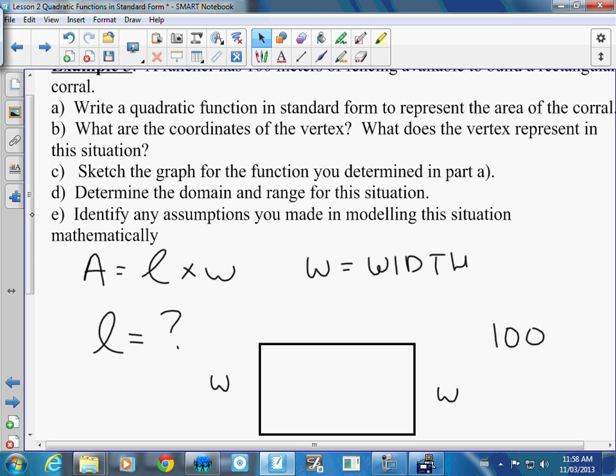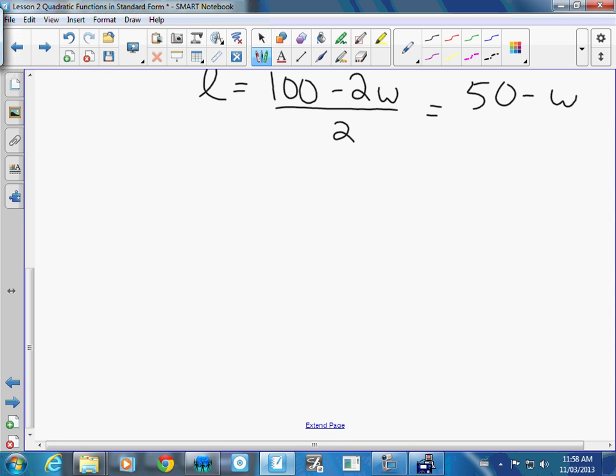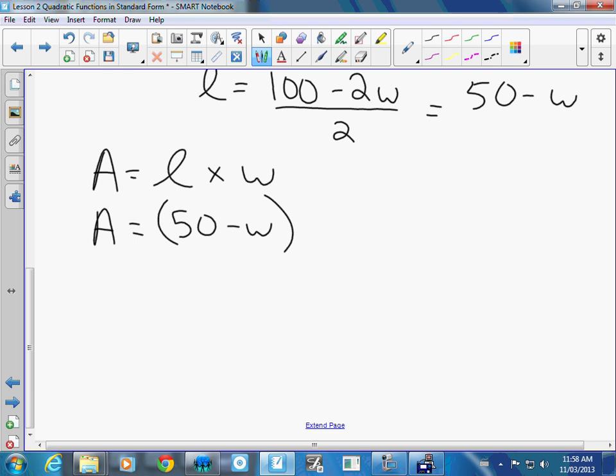Now, we know that. How do we find the area? Length times width. Is that correct? Okay, so let's do this. So area, right, again, equals length times width. So what's the length? 50 minus W. And what's the width? W. Oh, wow, okay, that's kind of cool.